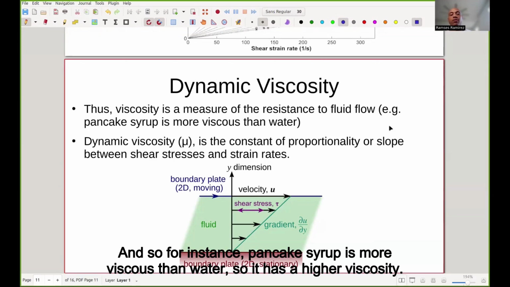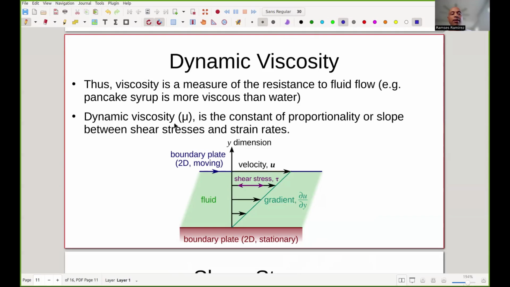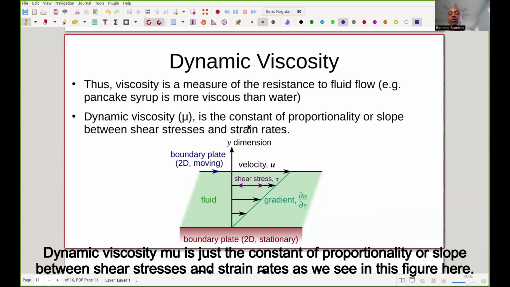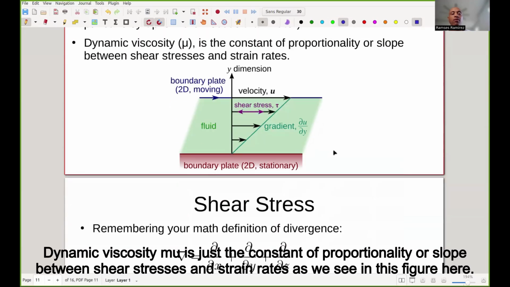And so, for instance, pancake syrup is more viscous than water, so it has a higher viscosity. And that dynamic viscosity mu is just the constant of proportionality or slope between shear stresses and strain rates, as we see in this figure here.